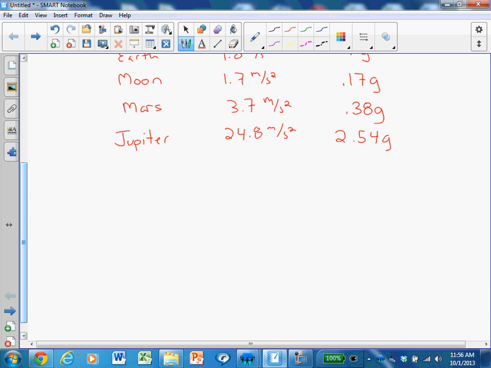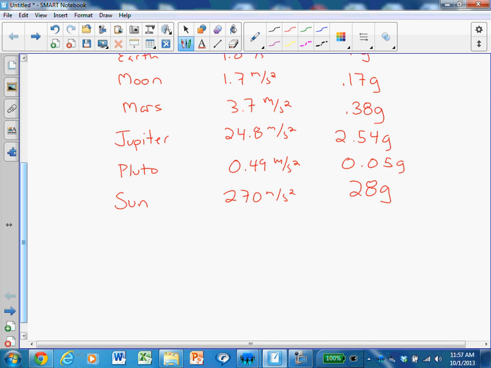Pluto, our old planet, no longer classified as that, is only 0.49 meters per second squared, smaller in mass than the moon, and is 0.05 Gs. The sun, with all its mass, is 270 meters per second squared, or about 28 Gs. So just some values to consider, and there's more listed on your reference table.